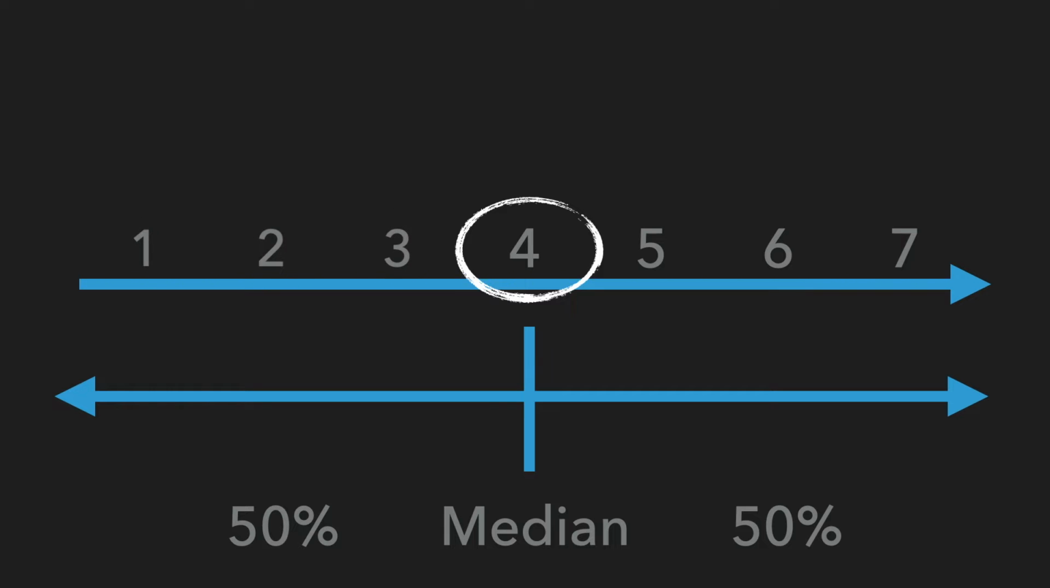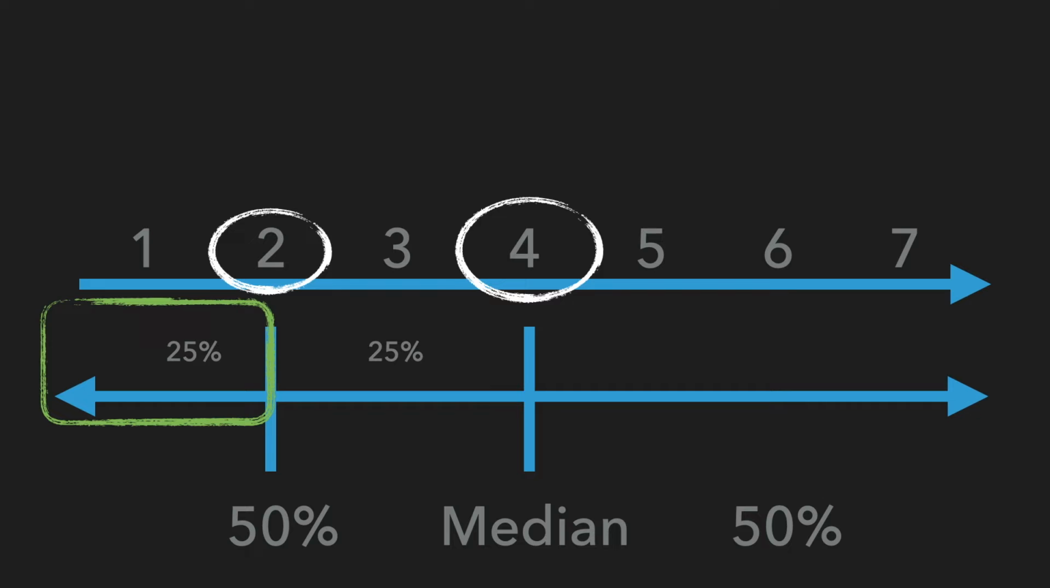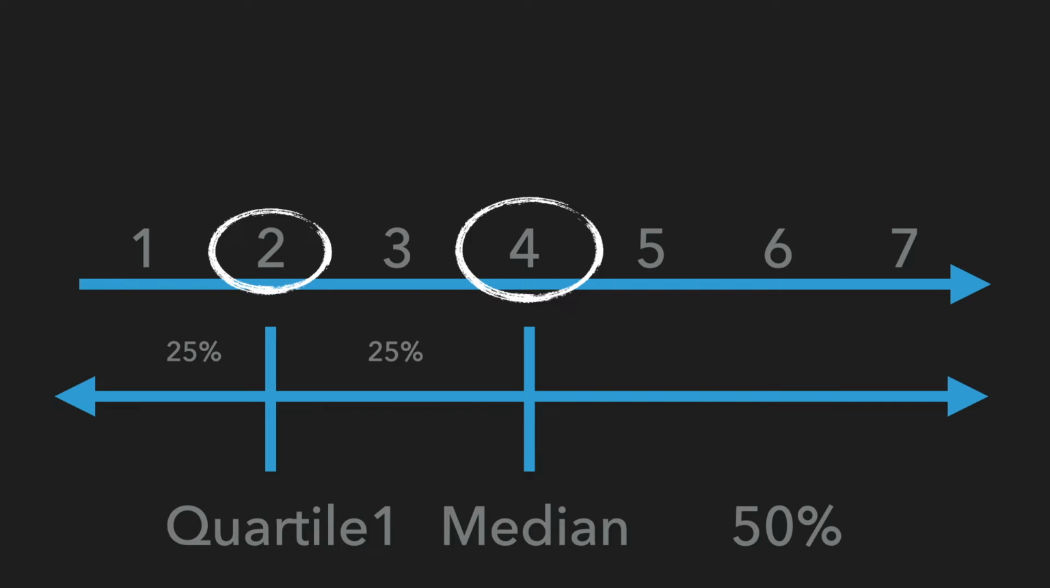Now, the left 50% of the data can also be split in half, so that 2 becomes the median of the left half of the data. This splits 50% into 2 times 25%, or 2 quarters of the data, where the line in between the first and the second quarters splits the whole dataset into 2 parts: 25% on the left and 75% on the right.